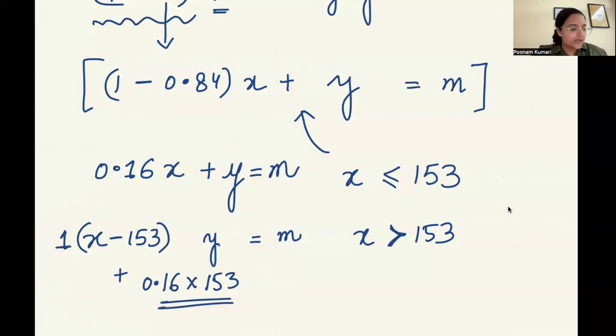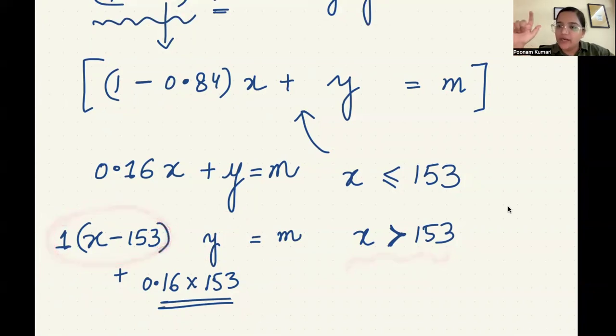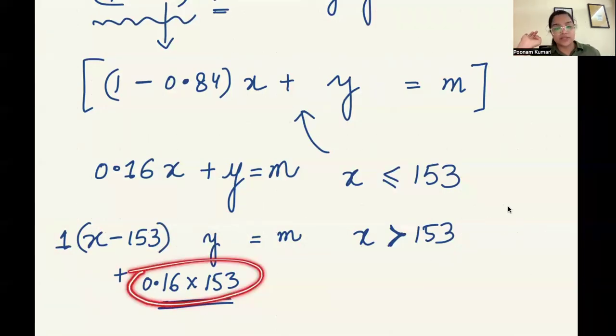So after 153 units, you have started to pay 1 rupee entirely for getting 1 unit of food. Earlier, your food was subsidized, so you were paying 0.16 to get $1 worth of food till 153 units, right?